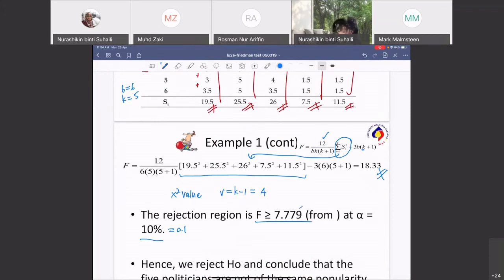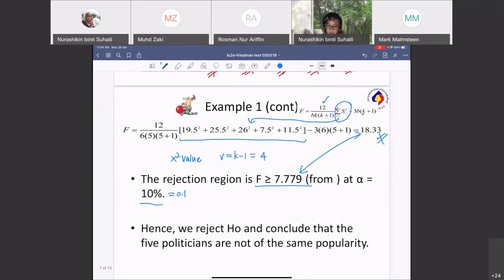And you have to compare with the F value. Right, so the F value is greater than the chi-square value. This is the chi-square value. So we have to reject the null hypothesis and conclude that, at this point, this is not the final conclusion yet. You have to proceed with the Bonferroni because you reject the null, right? You have to conclude that the politicians are not of the same popularity. So hence, you need to find the difference.